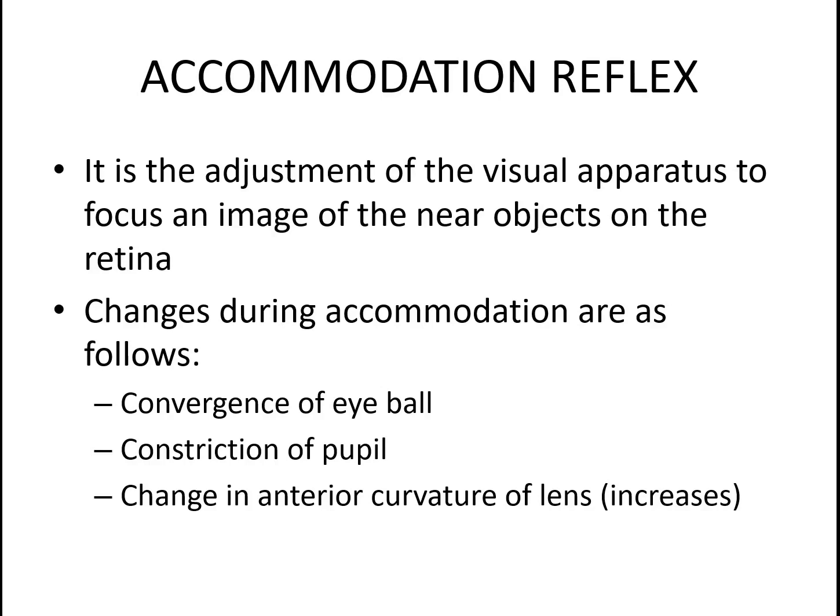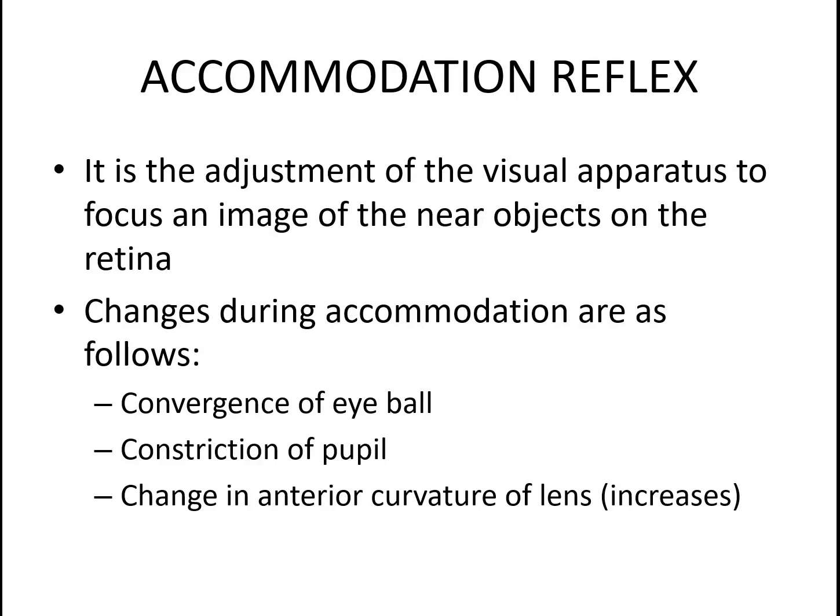So that is why there are some changes which take place in our eye or visual apparatus, which is called accommodation reflex. You are seeing somewhere far, suddenly something comes in front of your eyes. Now you need to focus on this nearby object. So the changes which take place in the eye are called accommodation reflex. There are three changes which take place.